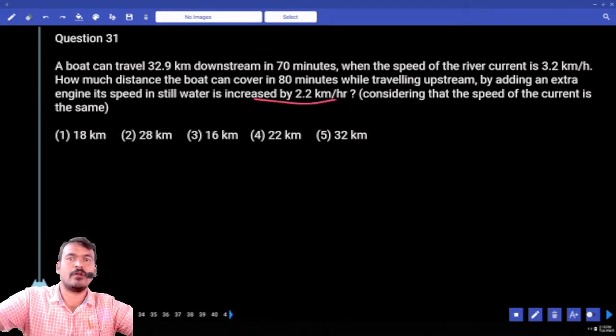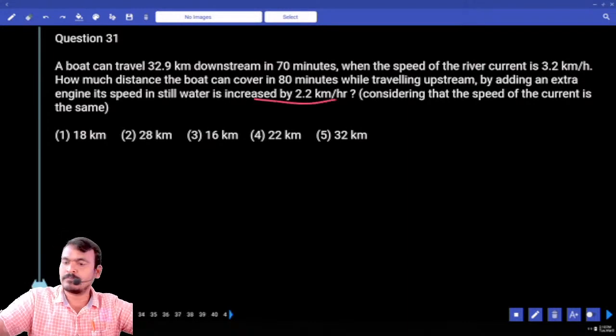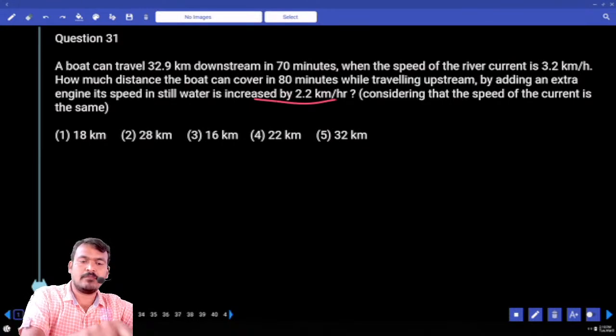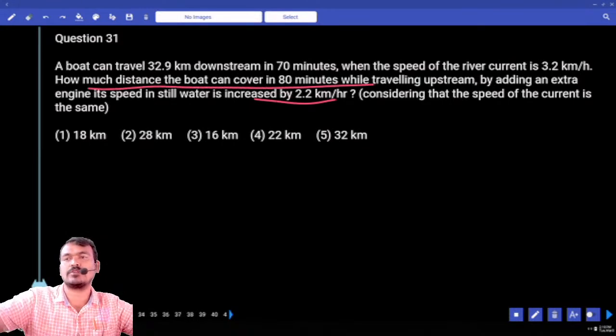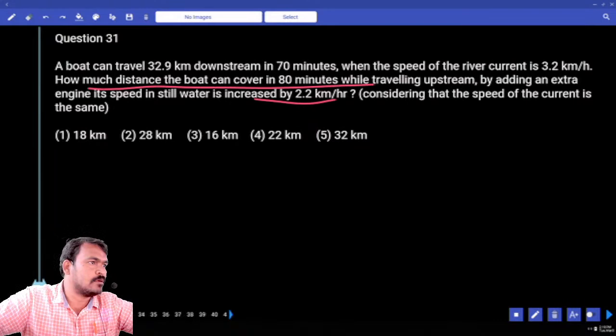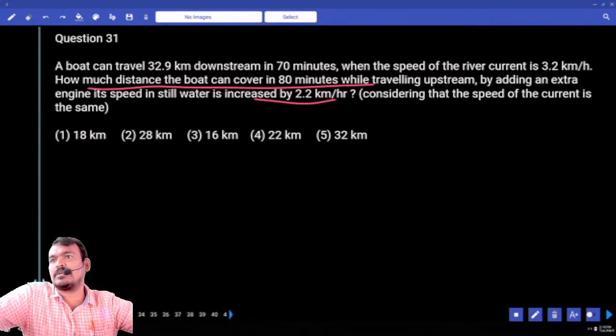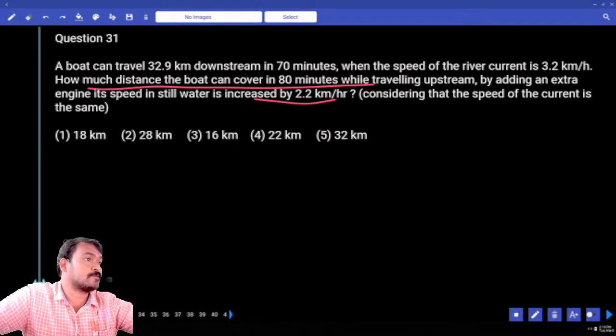The speed is increased by 2.2 kilometers per hour. And what is the question? We require which time, which distance? Upstream distance or downstream distance? Upstream distance. Upstream distance means speed into time, or speed plus time? Speed into time.